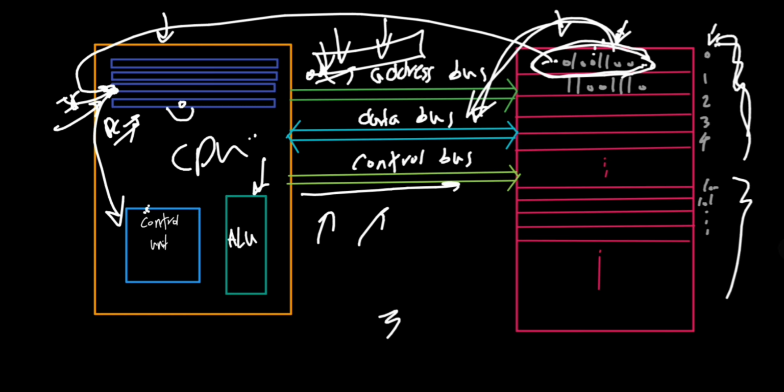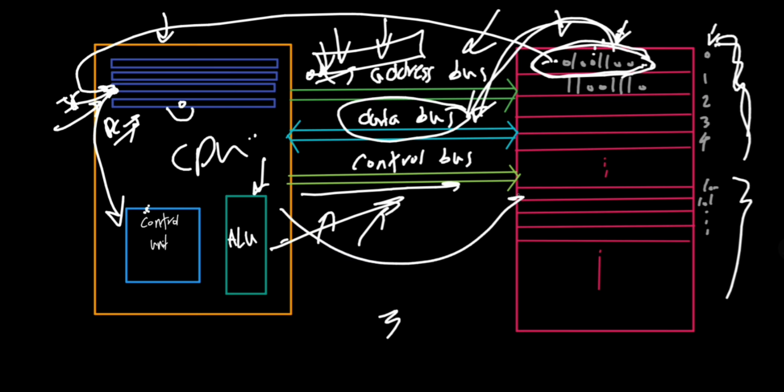If you look at the arrows, the control signals are only issued by the CPU to other devices, including RAM and memory. The address bus also goes from the CPU to other devices, but the data bus is bidirectional because we need to both write to the RAM and also read data from it.